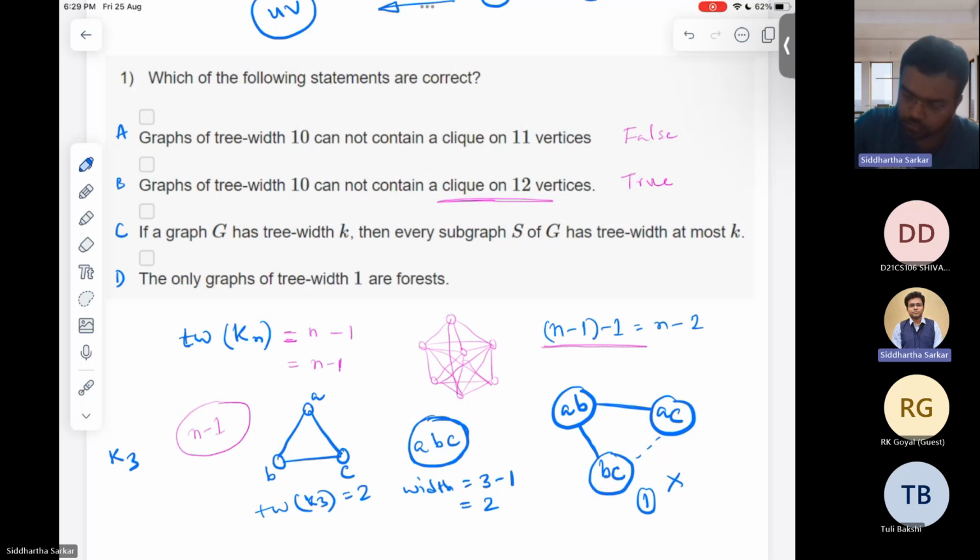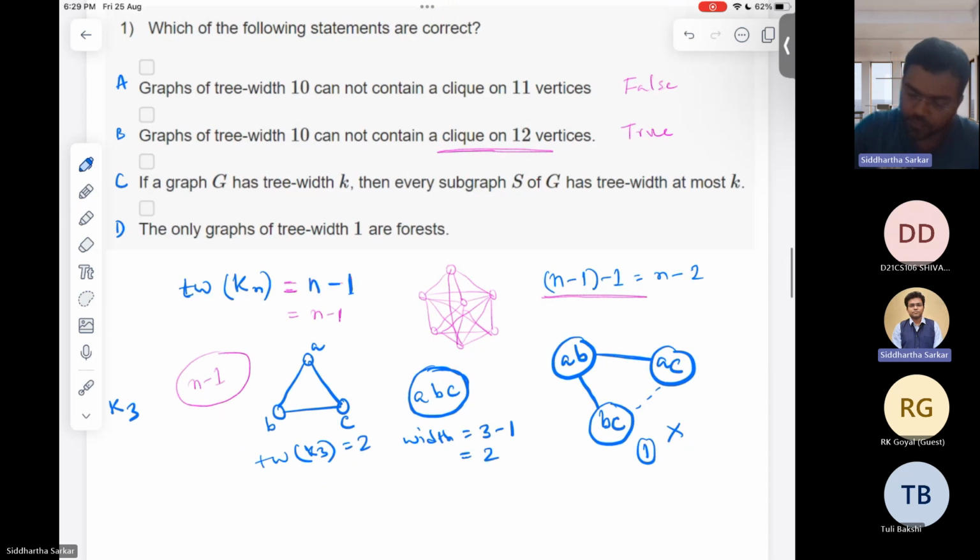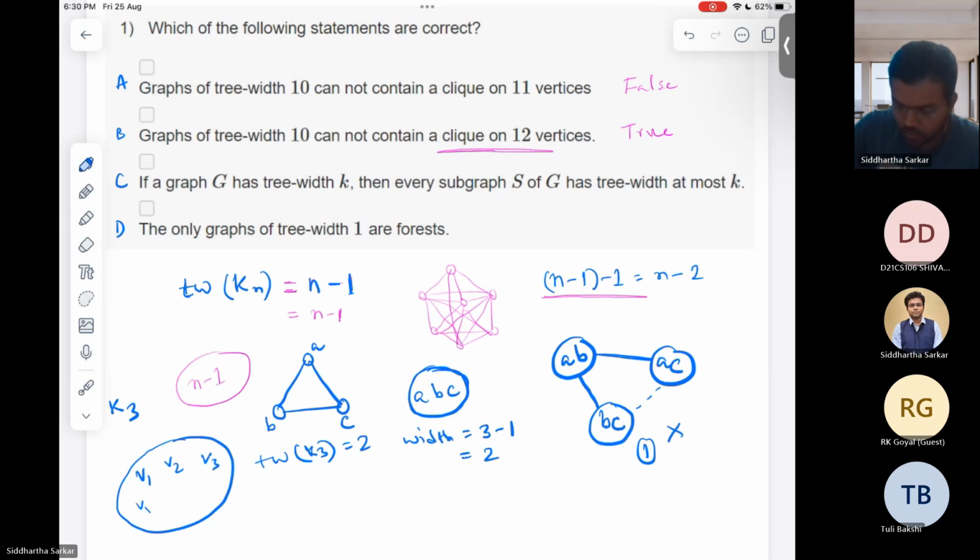Okay, so in general, the treewidth of the complete graph on n vertices is n minus 1. There is at least one bag in the tree decomposition which contains all the vertices of the clique. One such bag exists, and therefore that bag size is n, and the width of that decomposition would be n minus 1. So we have been able to decide the first two statements, A and B. Now let's go to statement C.